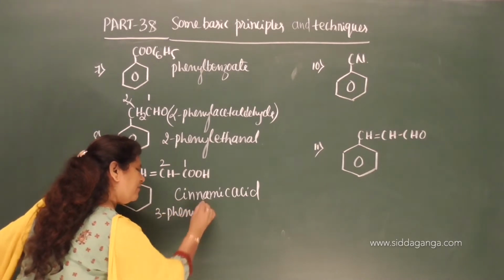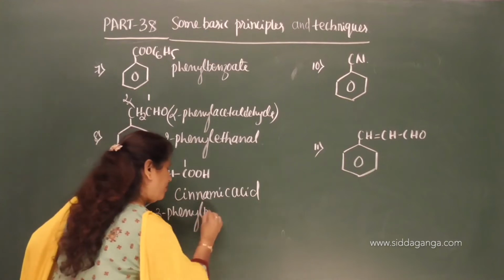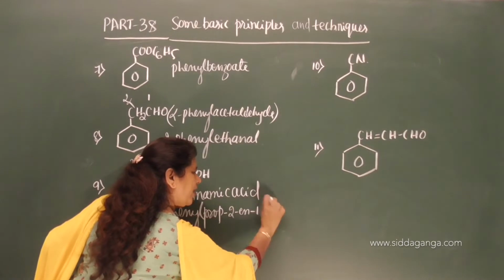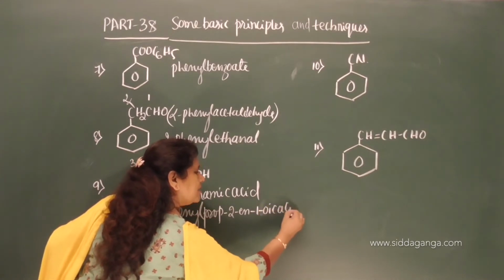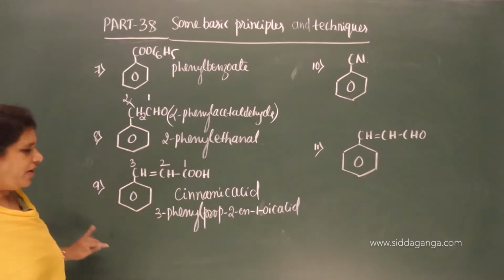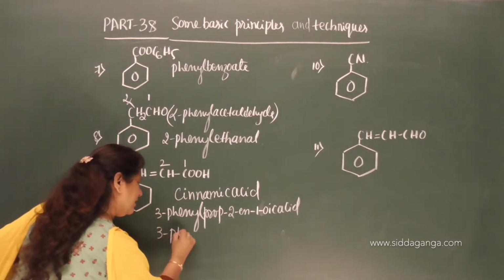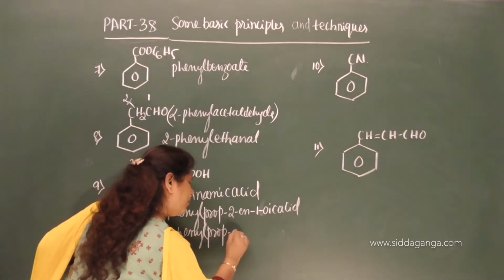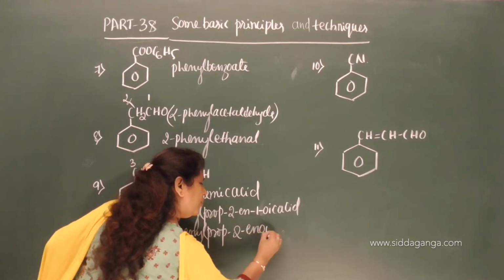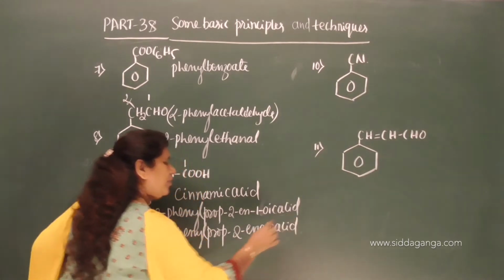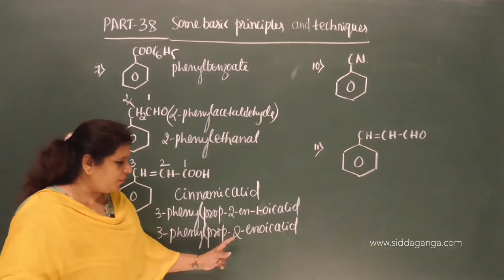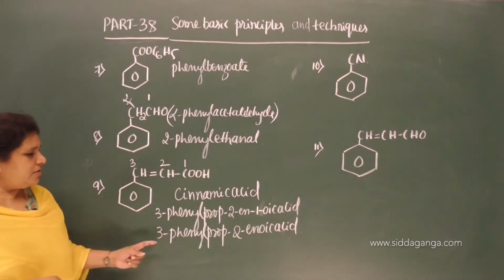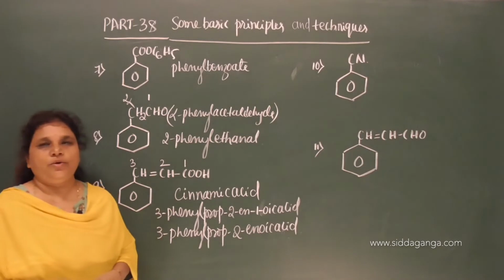Therefore 3-phenyl. What is the root word? Prop. Correct? 2-en-1-oic acid. You can ignore the locant 1 here and you can write it as 3-phenyl prop-2-enoic acid. I ignored the locant 1 here, and hence it is 3-phenyl prop-2-enoic acid.